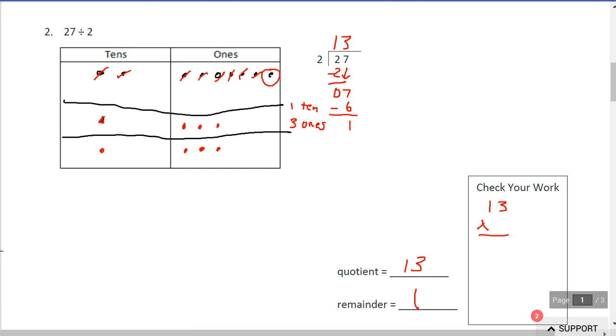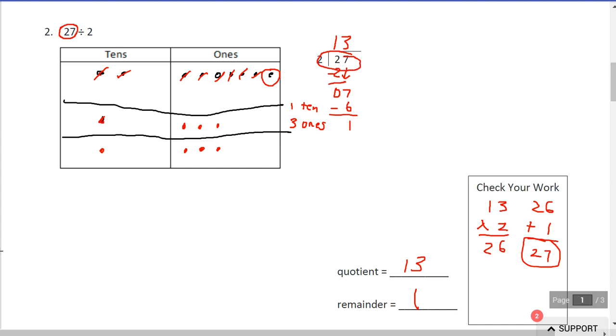So it's 13 times 2. 2 times 3 is 6. So it's 26. 2 times 1 is 2. But the answer isn't 26 because we start with 27. So we have to add that once, and then we have to write it again. 26 plus 1 is 27. And this 27 is the same thing that we started with way back up here. And it's the same 27 that is right there, 27.